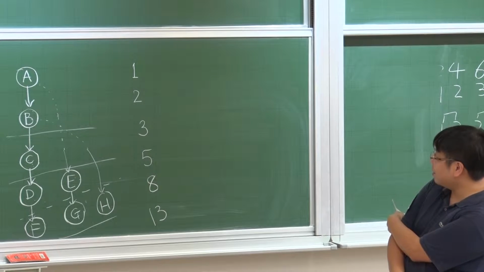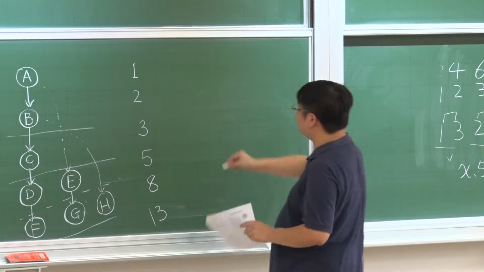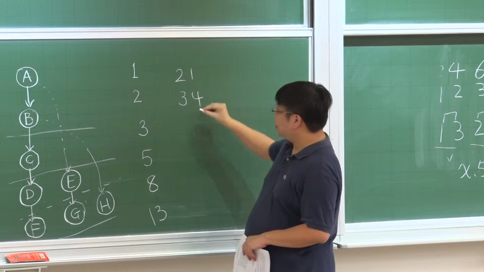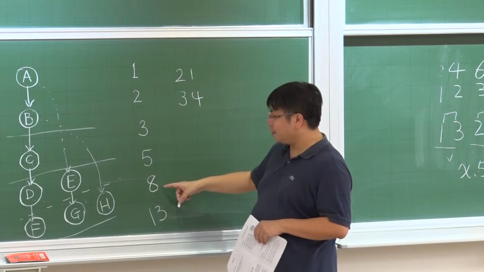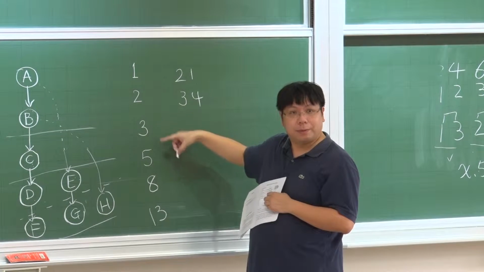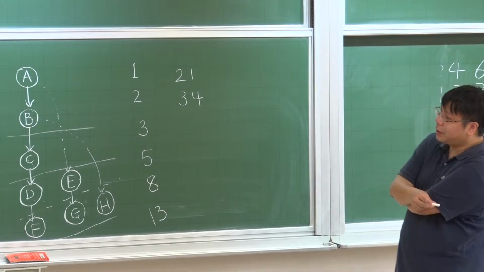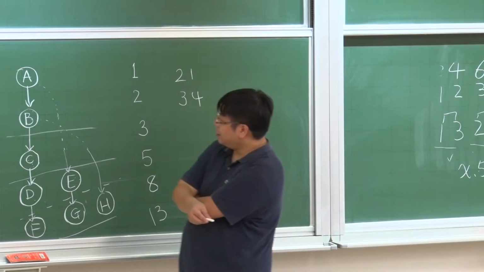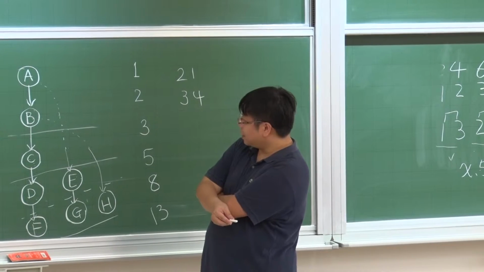Okay. The next one is going to be 21, and then the next one is going to be 34. And in fact, every new number here is going to be the sum of the previous 2 numbers. Is there a way that we can reason why this is true?